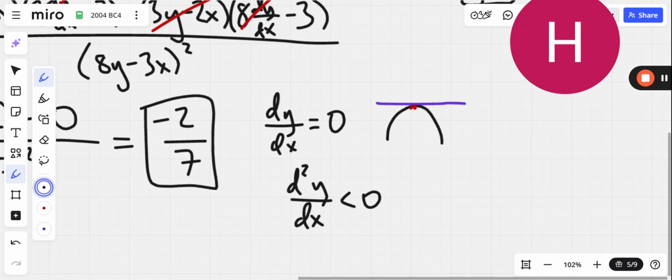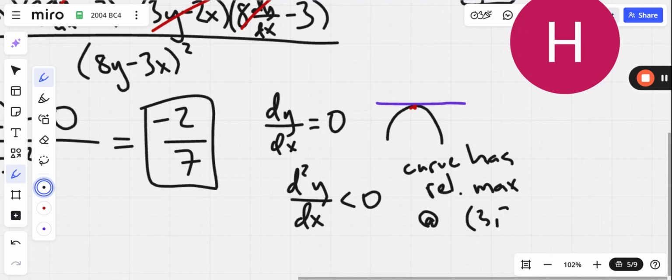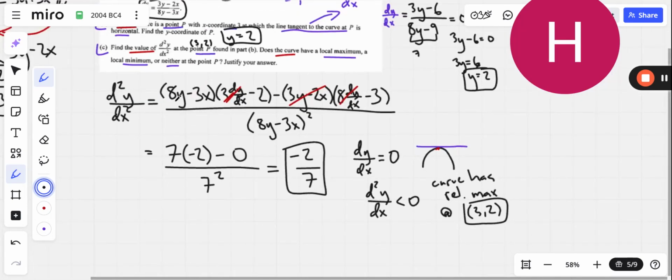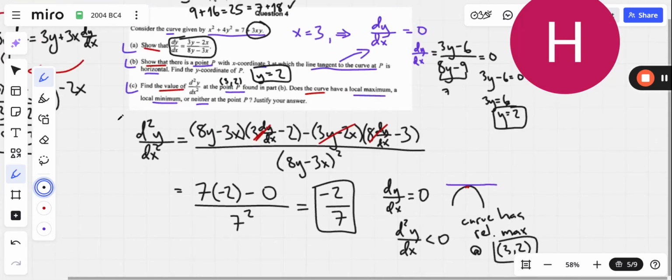So we can say that a curve has a relative max. I guess I'll just put the point at 3, 2. Okay. Relative maximum, local maximum, tomato, potato. Same thing.